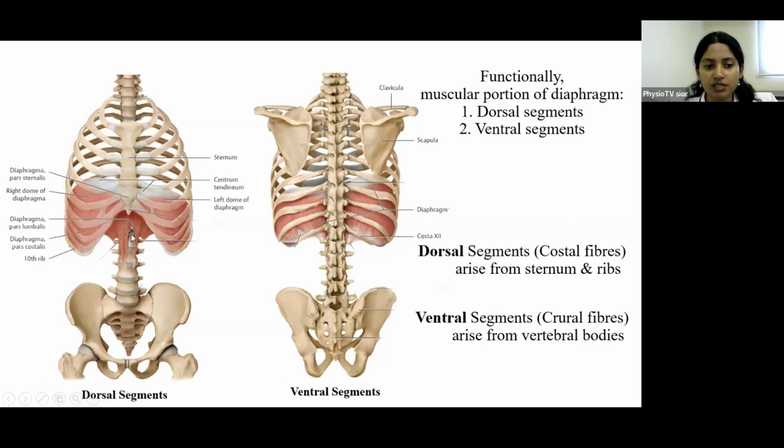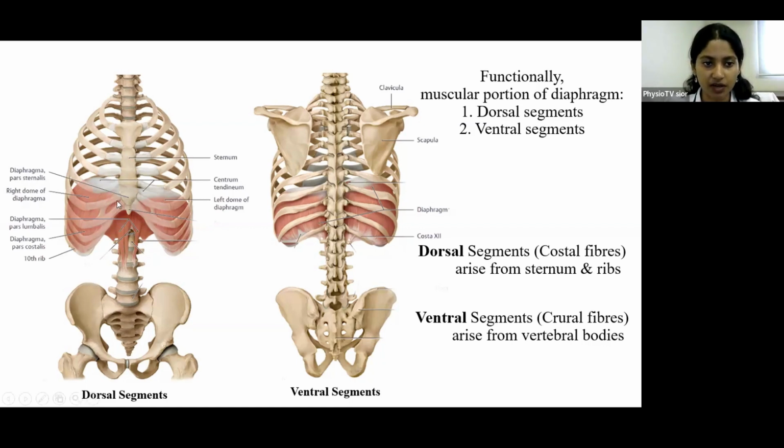Then we have the ventral segments, which are these. These structures arise from the vertebral bodies. So that is why, lying ventrally, they are also known as the crural fibers. We'll understand in the consecutive slides why these structures are known as crural fibers.